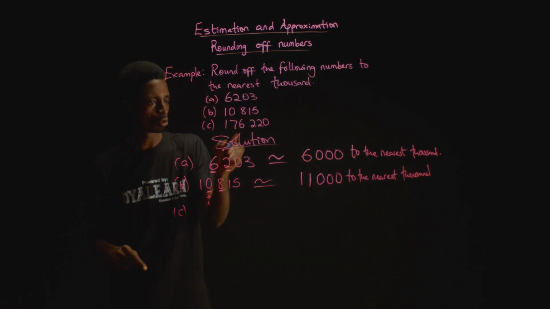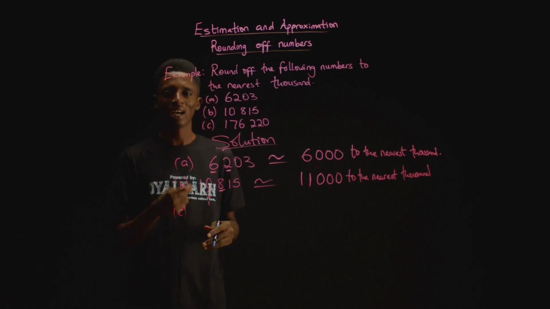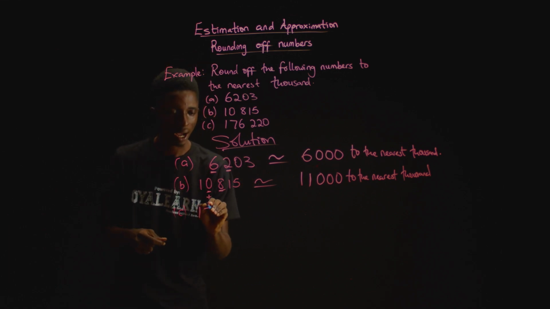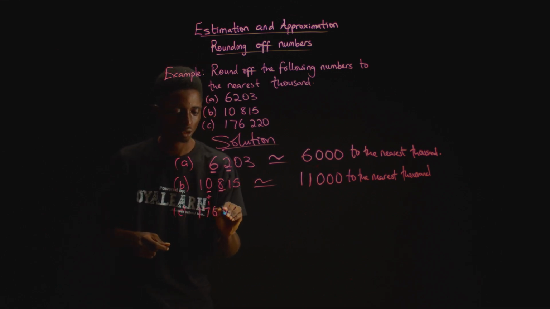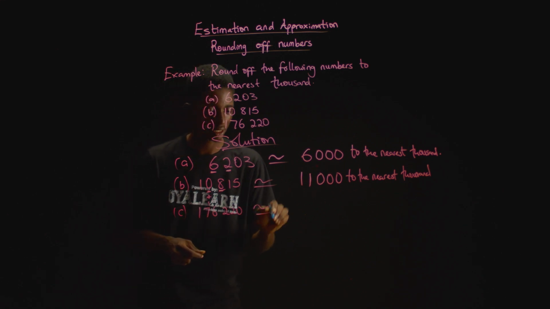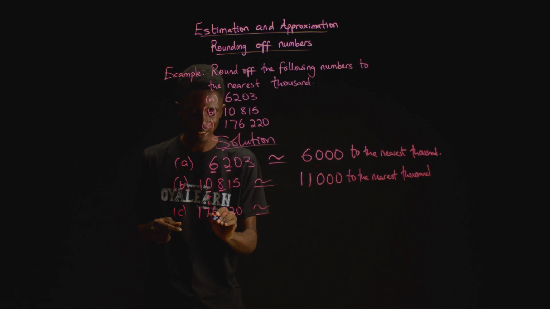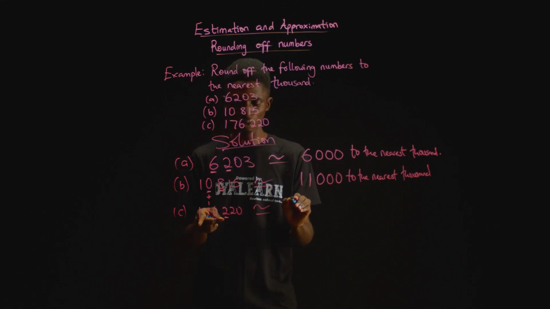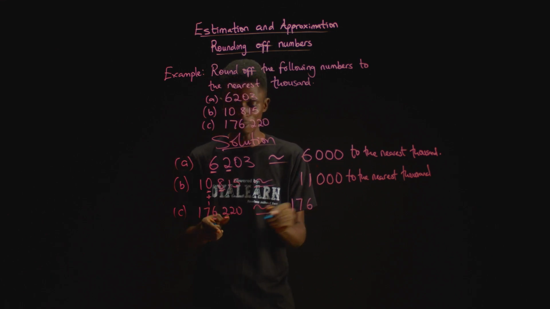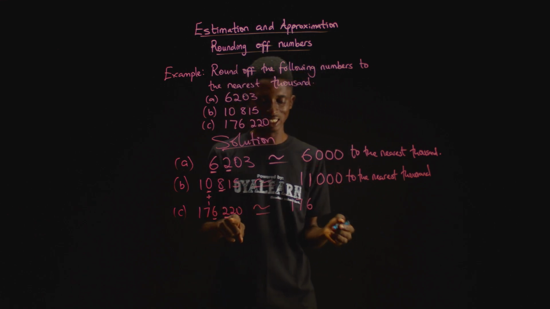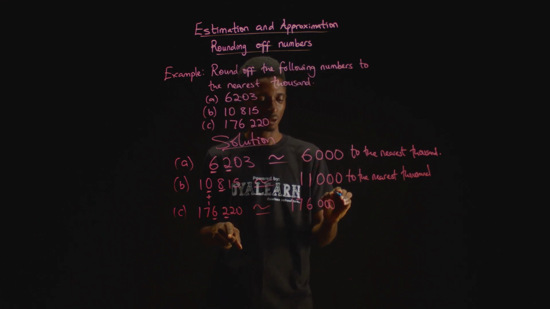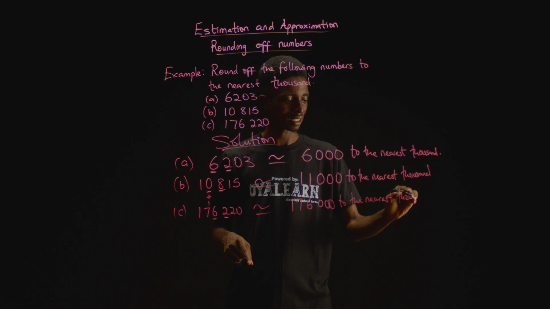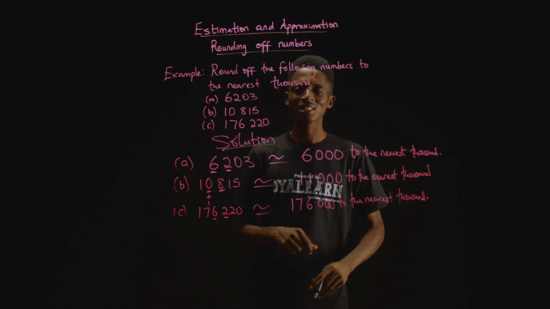Now, try to do C by yourself. You can pause the video and then try it, then compare to what I get at the end of this video. So for 176,220, when you round this off, the digit in the rounding place is 6. And next to it, we have a 2, which implies we round down. So in this case, we would have 176, because we do not add anything to this. And then every other digit becomes 0. So 0, 0, 0 to the nearest thousand. And that's the solution to this problem.